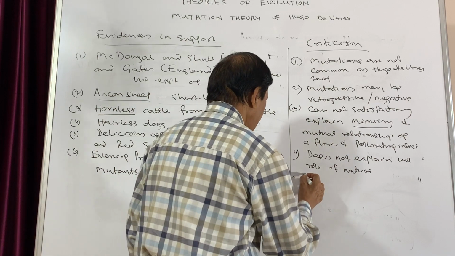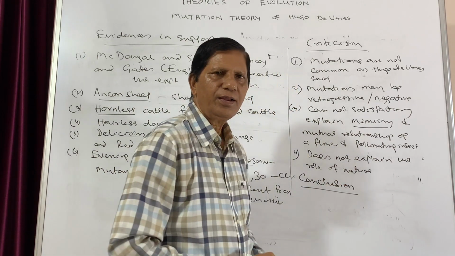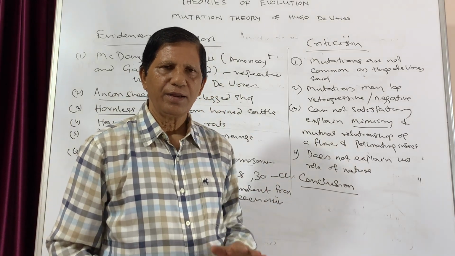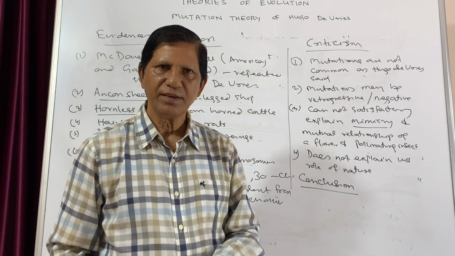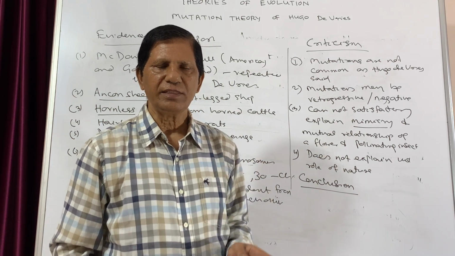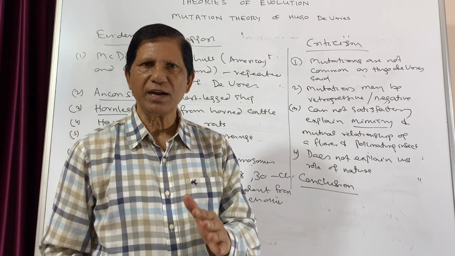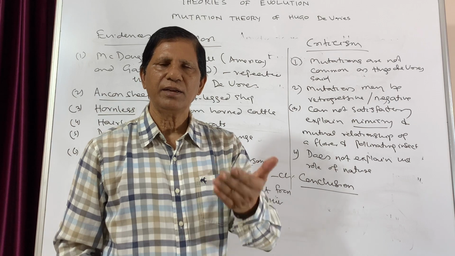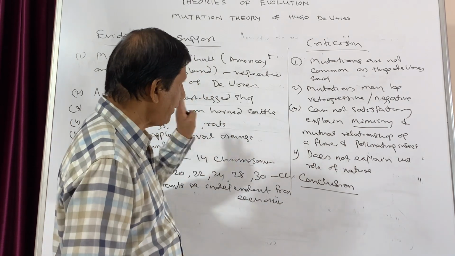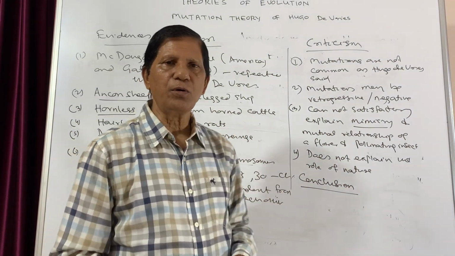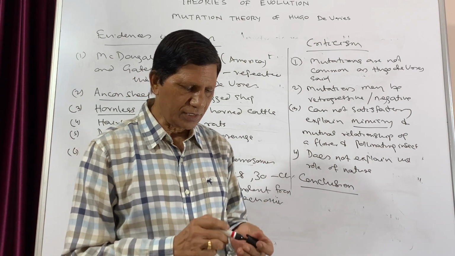But ultimately, what conclusion will we draw? The conclusion is that mutations are actually responsible, but side by side, nature is also playing a role. That means mutation and natural selection, both are taking place, as a result of which the evolution of new species is taking place. So this is a brief idea of how De Vries worked on the mutation, and this is known as mutation theory. Now let us discuss questions.